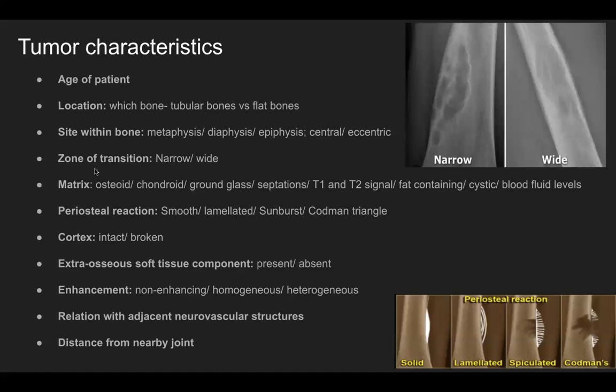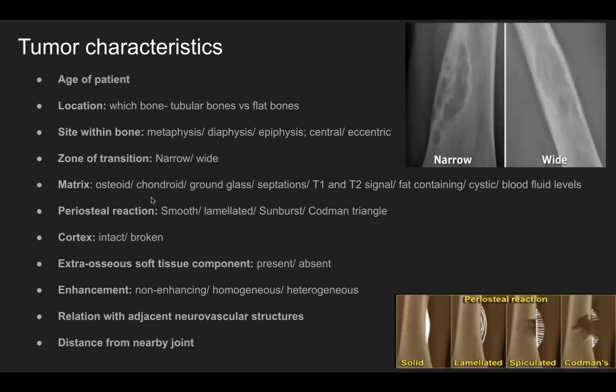Then one very important thing to note is the zone of transition. Zone of transition means how well demarcated the tumor is, whether we can differentiate the lesion and the normal bone. Like for this is a narrow zone of transition. We can easily see the margin of the tumor, and this one, this has a wide zone of transition. We cannot easily make out the difference between where the tumor lesion ends and where the normal bone is. A narrow zone of transition is associated with a benign tumor on X-ray, whereas a wide zone of transition is associated with a malignant tumor on X-ray. The zone of transition is more important in X-ray and not that important in MRI.